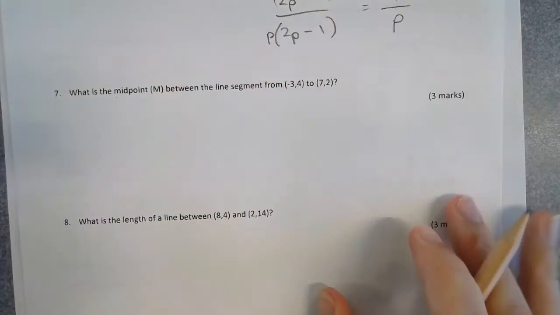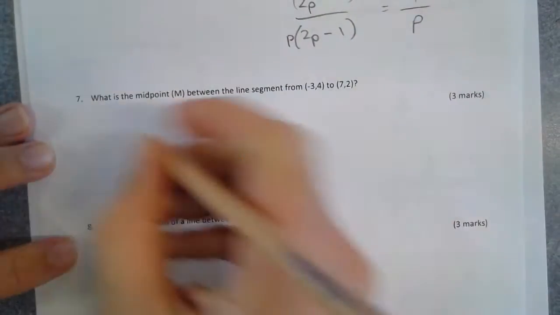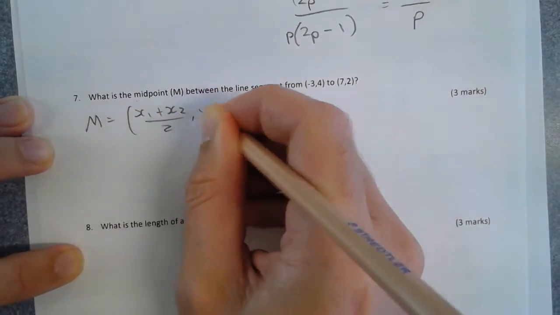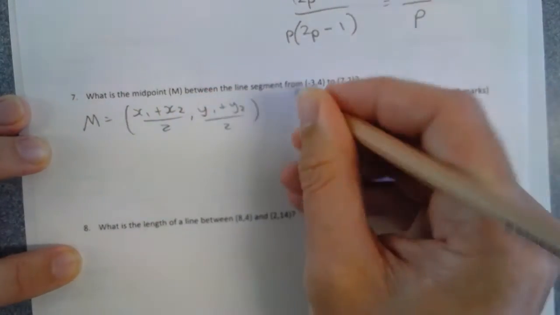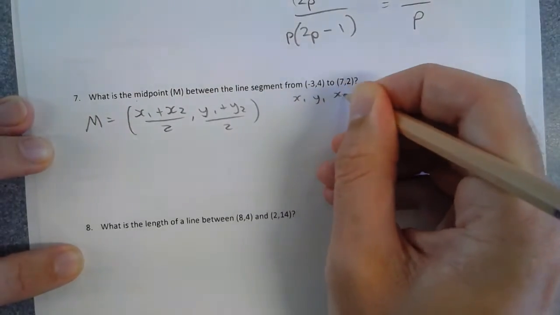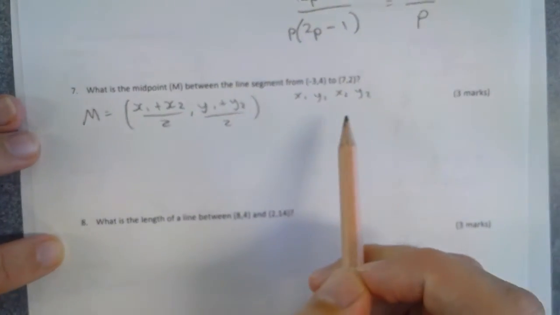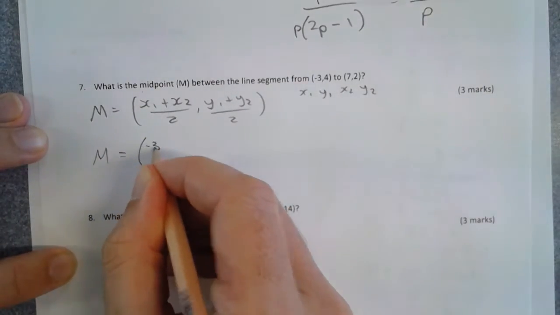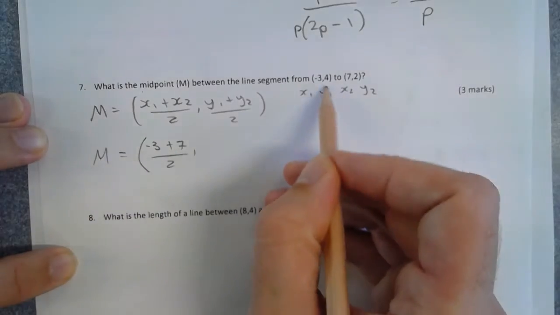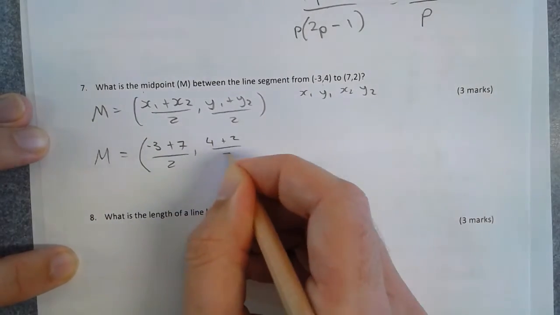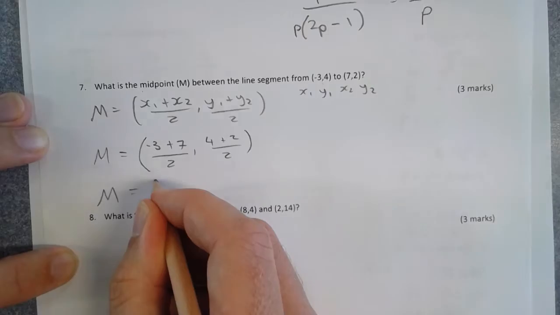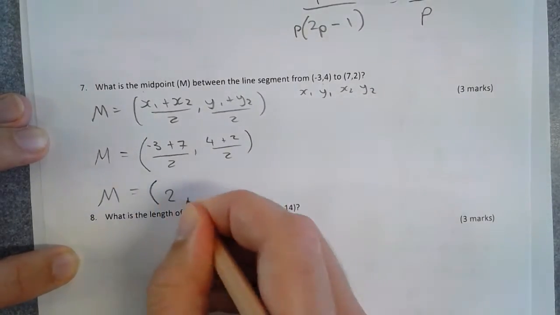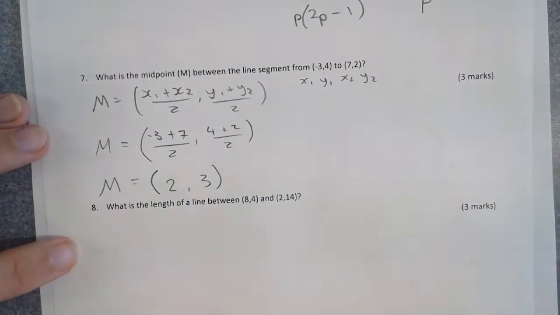Question 7. What's the midpoint between? So our midpoint formula is x1 plus x2 over 2 and y1 plus y2 over 2. It's always good as well to label these coordinates. So when we substitute, we get minus 3 plus 7 over 2 and 4 plus 2 over 2. You can type them into your calculator. You don't need to in this case because we get 4 divided by 2 is 2 and 6 divided by 2 is 3. There's the midpoint.